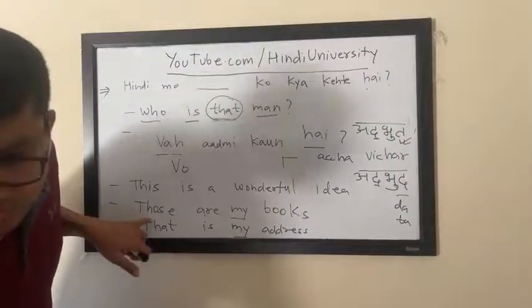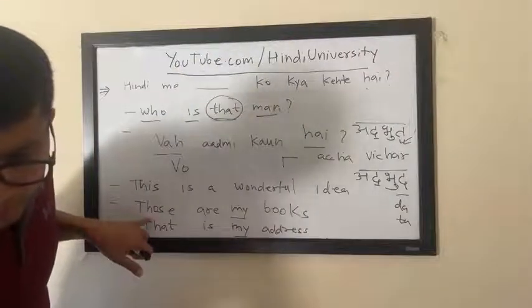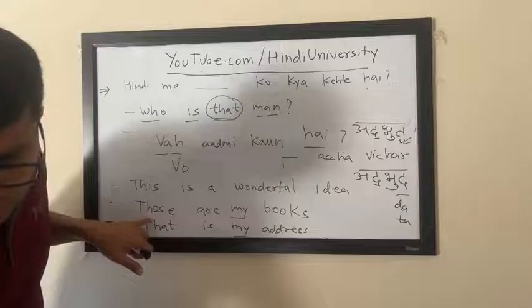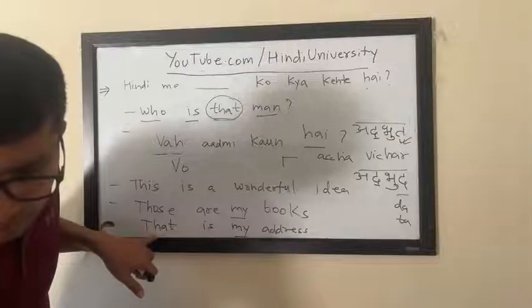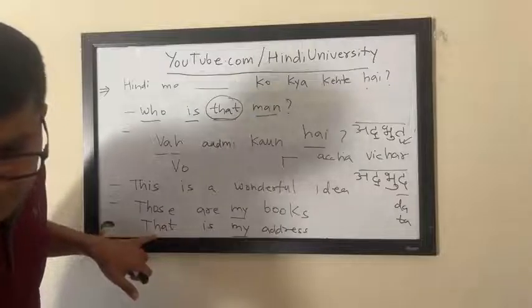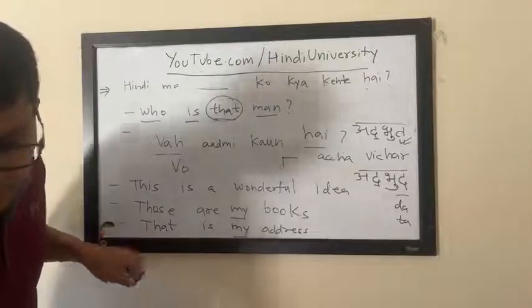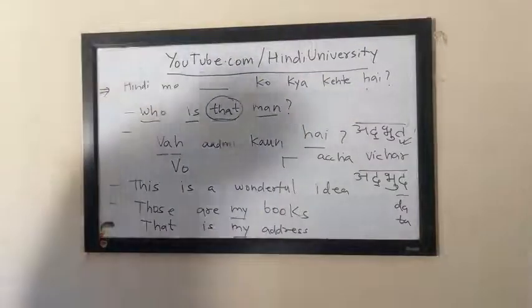Those are my books. Ve meri kitabein hai, that's Susan ji. And the next one, that is my address. Meera ji has written, वह मेरा पता है. Great. वह मेरा पता है. Awesome. Any questions so far, before we move on to the next topic?